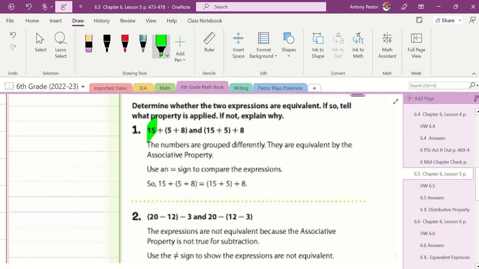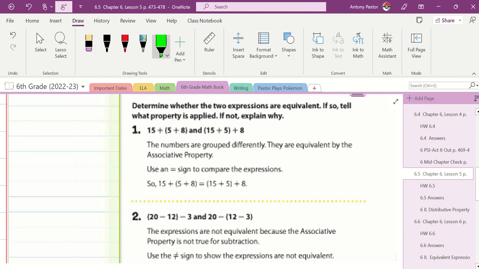I could do 15 plus 5, which is 20, plus the 8, which will equal 28. I could do 5 plus 8, which is 13, then add 15 to it later, which will still be 28. You can group how you want.